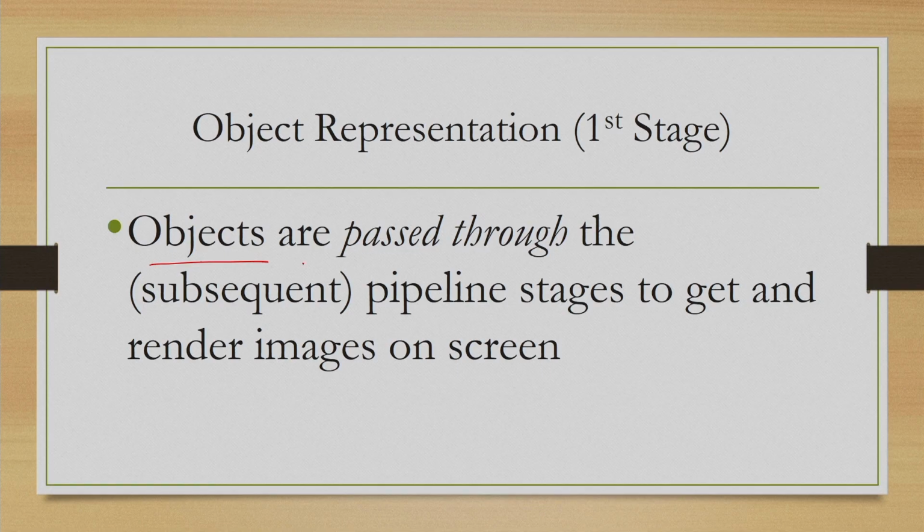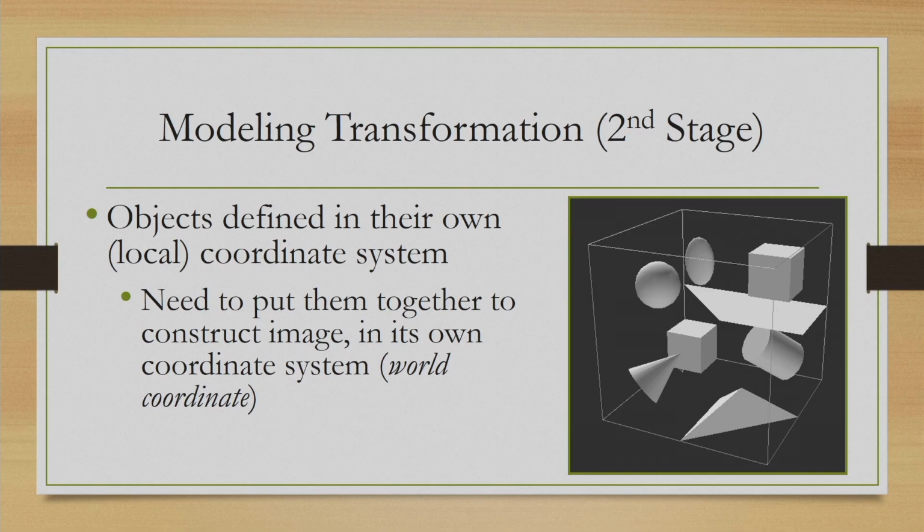Now, once we define those objects, these objects are then passed through the subsequent pipeline stages to generate and render images on the screen. So, the first stage is defining the objects, and in the subsequent stages we take these object definitions as input and generate image representation as well as render it on the screen. What are those subsequent stages? First one is modeling transformation, which is the second stage of the pipeline.